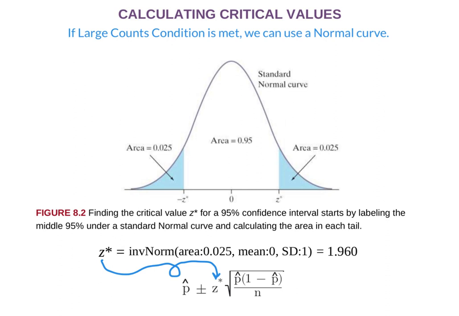All right, moment of truth. Let's talk about these critical values and how we calculate them. As we just talked about, if the large counts condition is met, we can use a normal curve. We love it. We want to make sure that we have a large enough sample so that we get a normal distribution, because we love a good normal distribution. So here we have one. And let's say that I want to capture 95%. I want a 95% confidence interval.